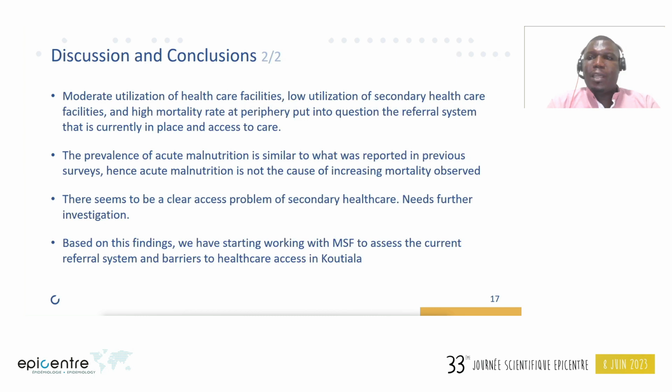Looking at the situation in the peripheral health areas, we notice moderate utilization of healthcare facilities, very low utilization of secondary healthcare facilities, and a high mortality rate. This puts into question the referral system in place and also access to healthcare. The prevalence of acute malnutrition is similar to what was observed in previous studies. This tells us that the high mortality rate registered this time around is not caused by malnutrition.